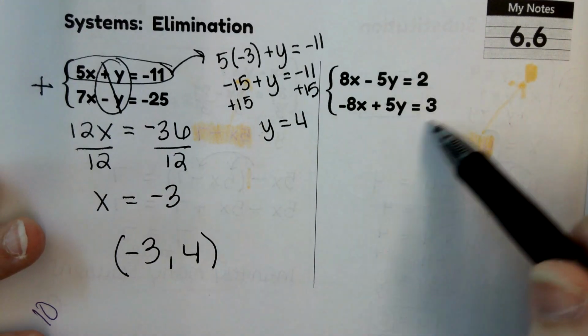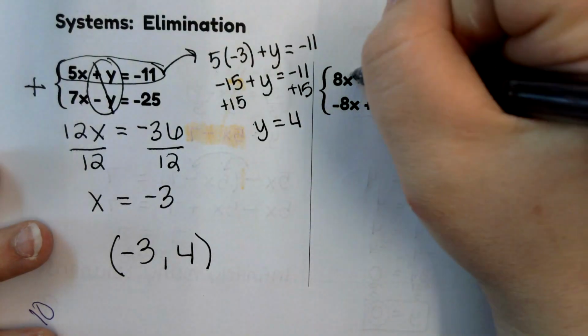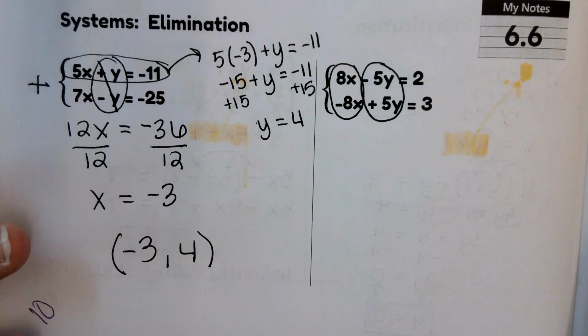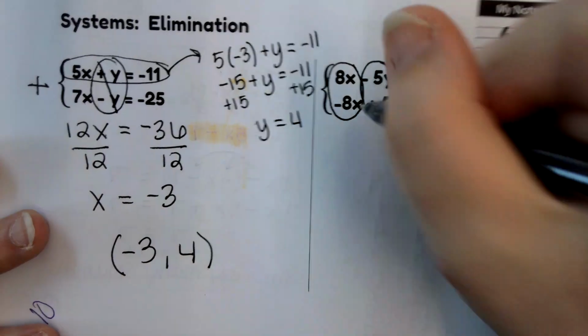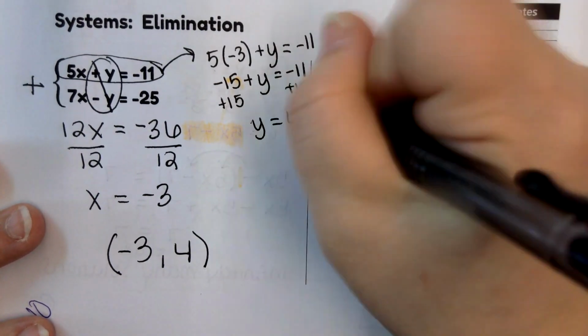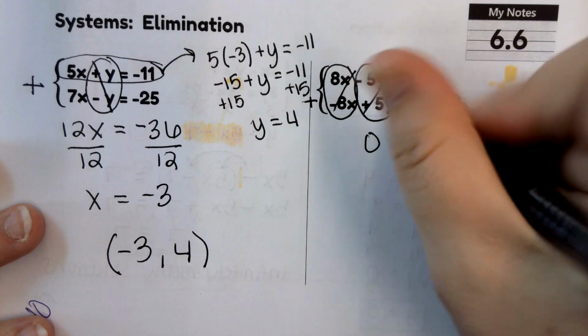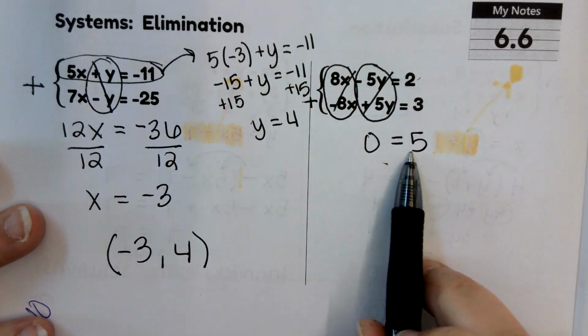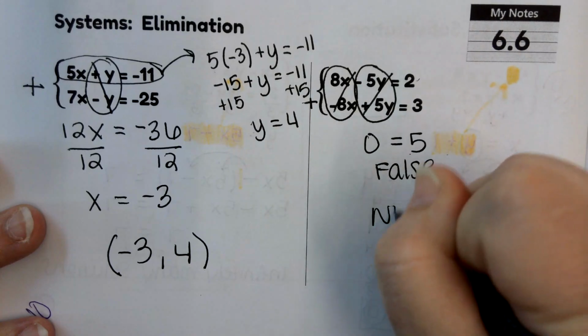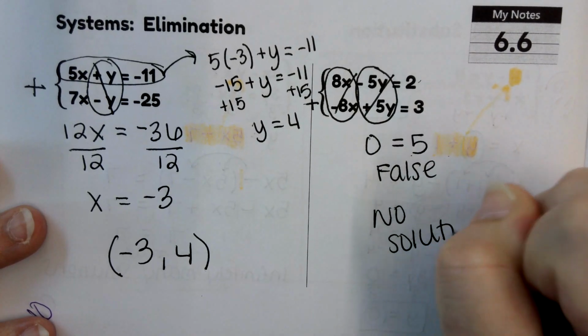Next one, I look for opposites. I have opposites here, and I have opposites there. So what that means is both of them are going to cancel out. So I'm left with 0, and then I add the rest. 2 plus 3 is 5. Does 0 equal 5? That is false. So my answer is no solution.